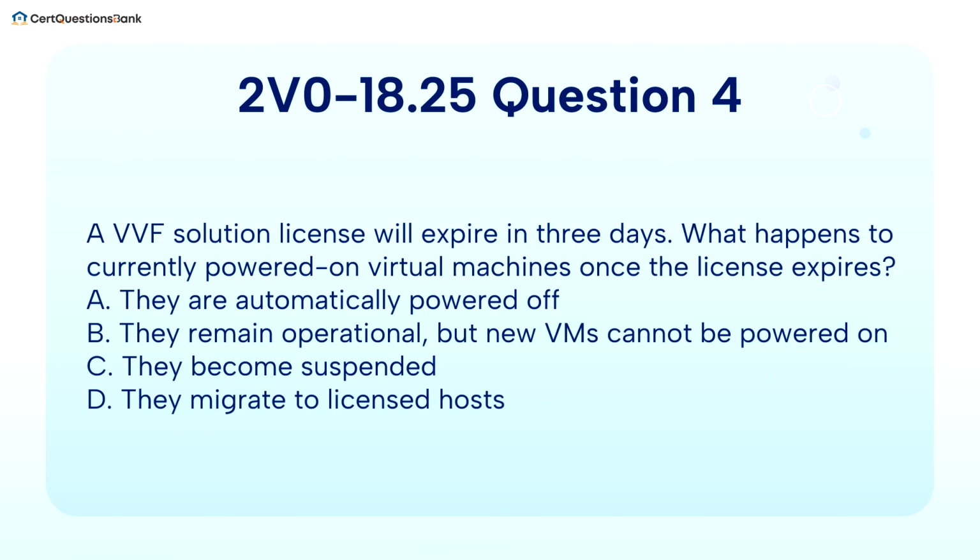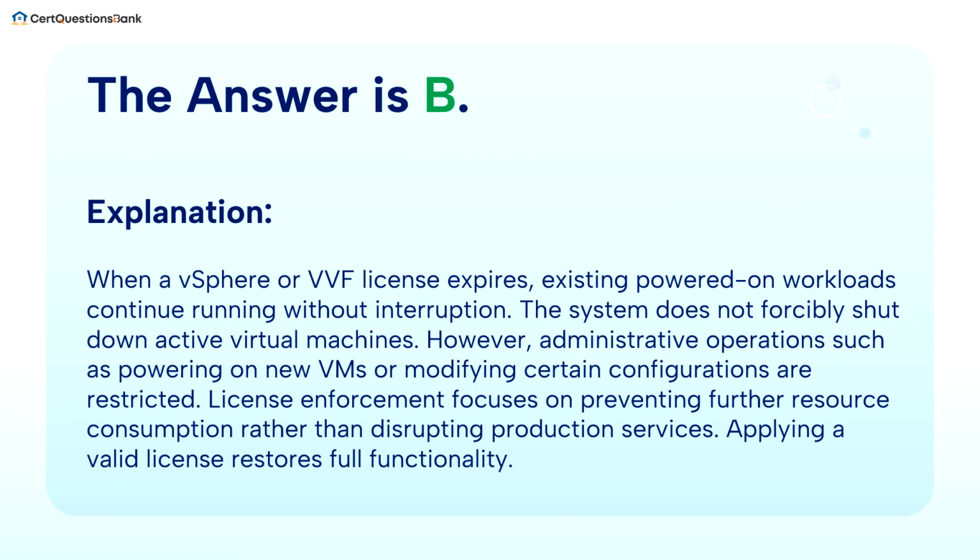A VVF solution license will expire in 3 days. What happens to currently powered-on virtual machines once the license expires? A. They are automatically powered off. B. They remain operational, but new VMs cannot be powered on. C. They become suspended. D. They migrate to licensed hosts. The answer is B.